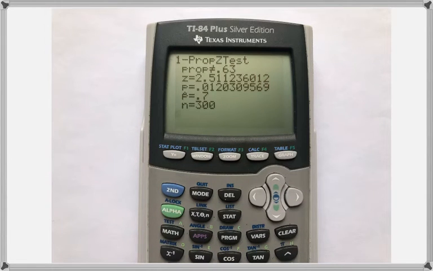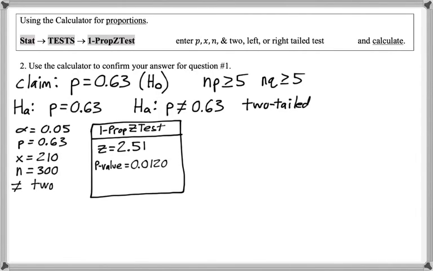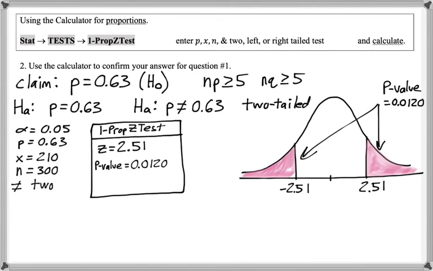So z is equal to 2.51, and my p-value, which is different from p, is equal to 0.0120. So my picture would look like this, and 0.0120 is less than 0.05. So we would reject the null hypothesis. So this is consistent with what we got on number 1.